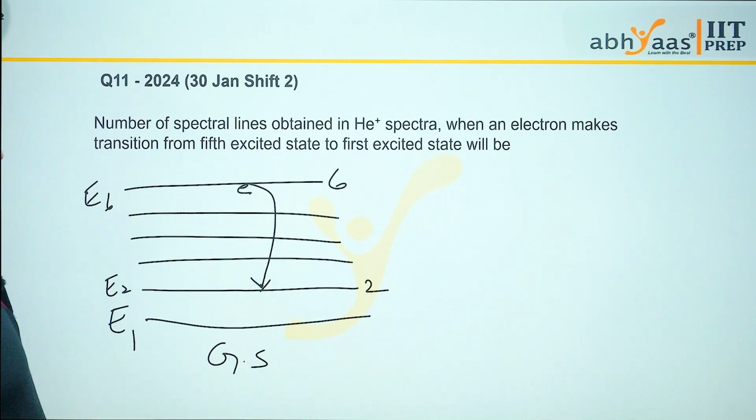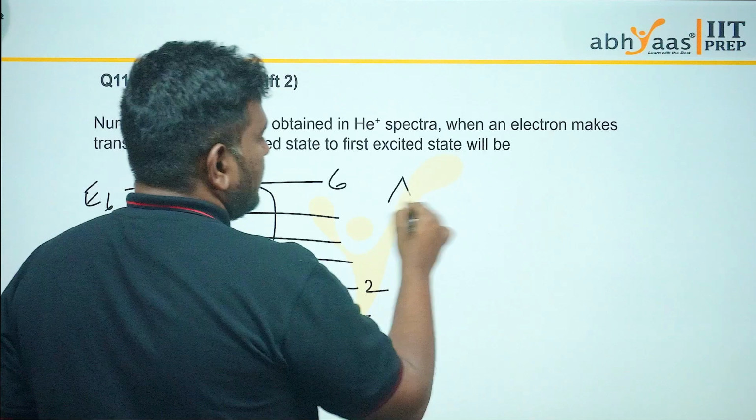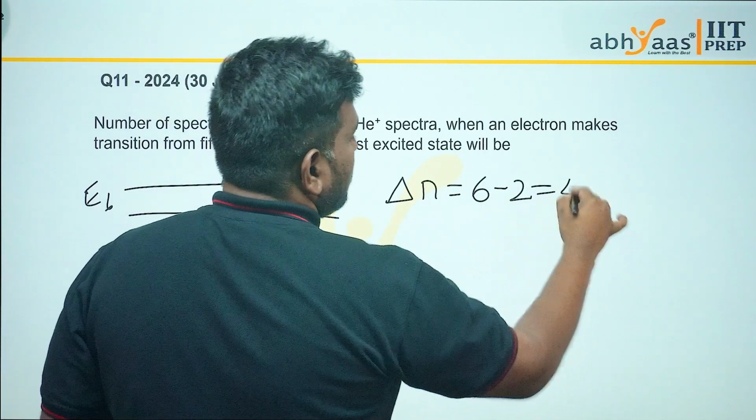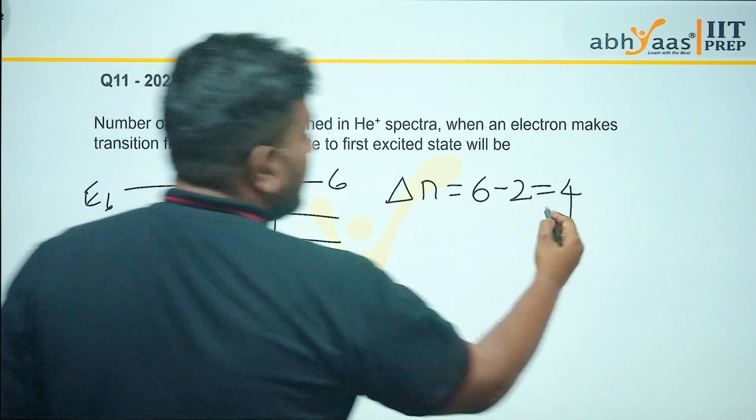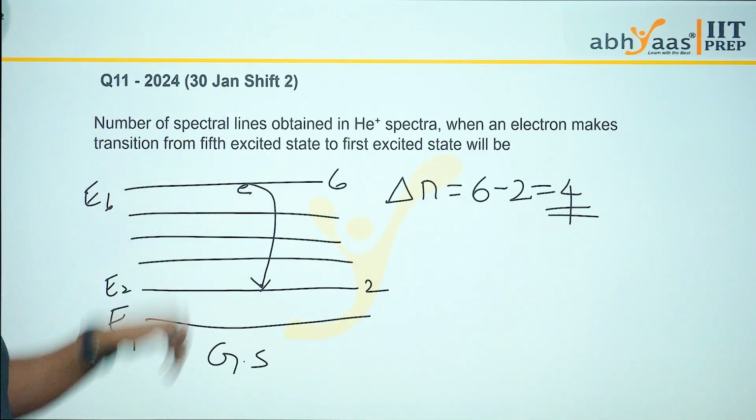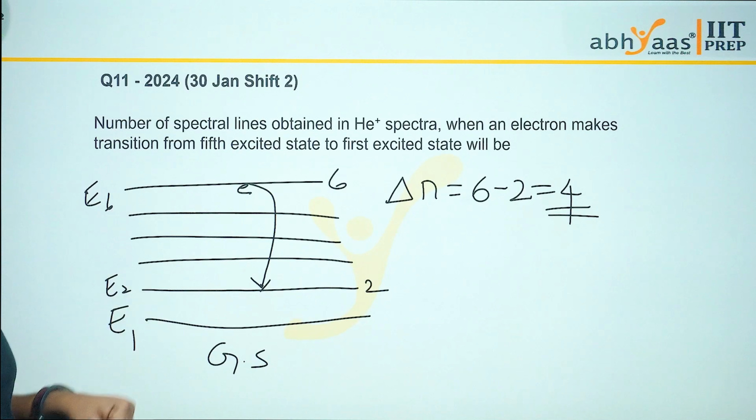second energy level. So what is my delta n? My delta n is 6 minus 2, which is 4. So the delta n value is 4. How? From 6 to 2, so 6 minus 2 is 4.